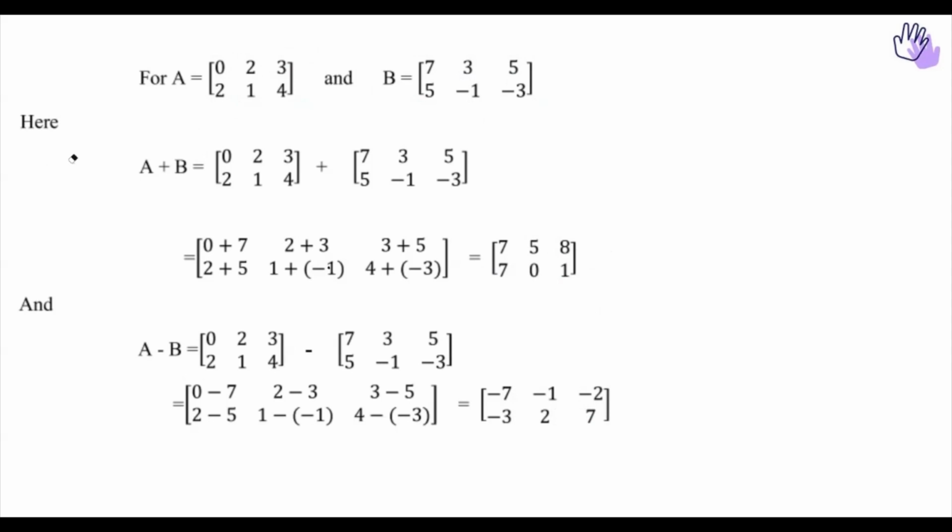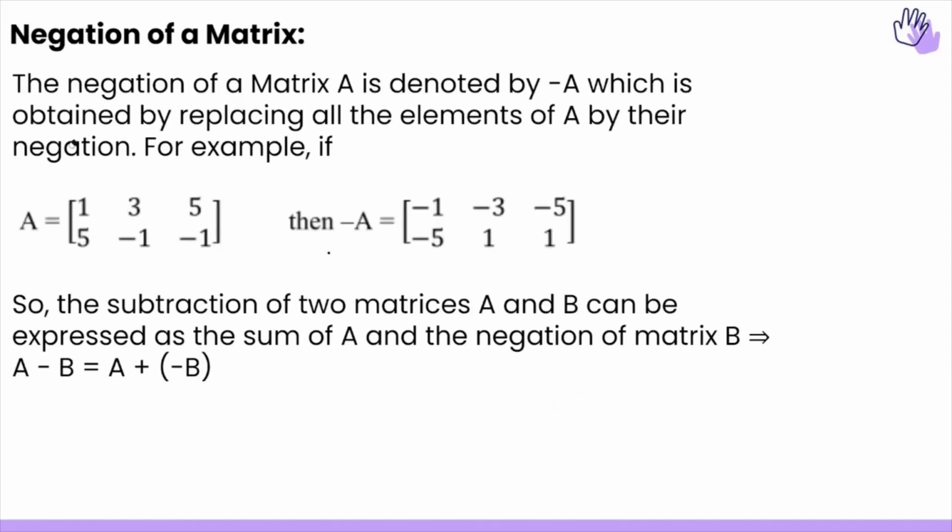Coming to the next concept, negation of a matrix. The negation of a matrix A is denoted by hyphen A, or you can say negation of A, which is obtained by replacing all the elements of A by the negation. For example, if A equal to 1, 3, 5, 5, minus 1, minus 1, the negation of A would be just multiply minus 1 to all the elements of that particular A.